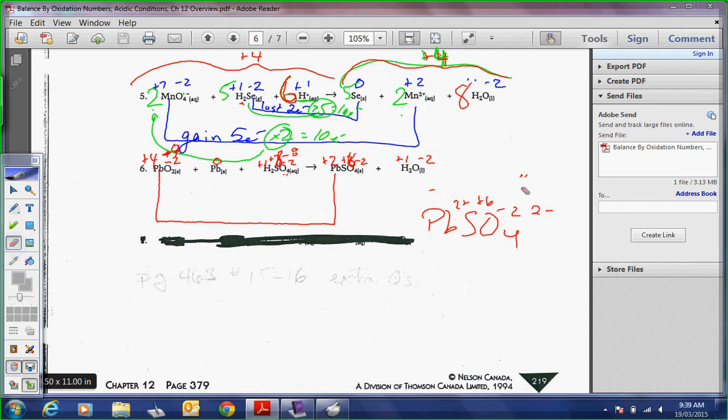Okay. All right. So your Pb's have changed from +4 to +2. How did it do that? Gain 2 electrons. And this Pb went from 0 to +2, and so therefore it lost 2 electrons. This is not disproportionation. Okay? This is the opposite of that, I suppose, or something like that.